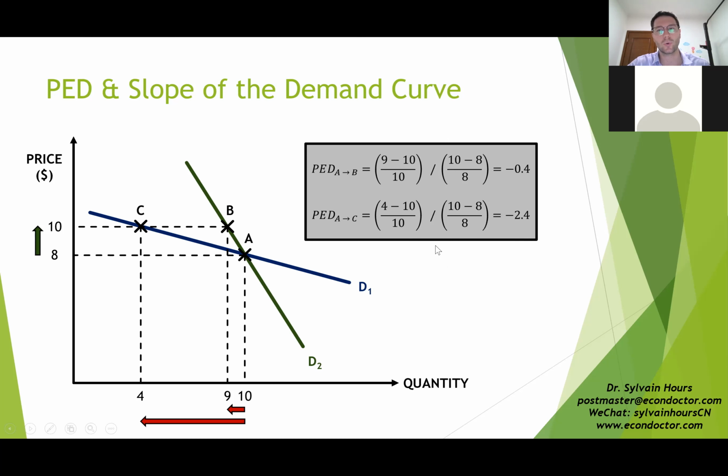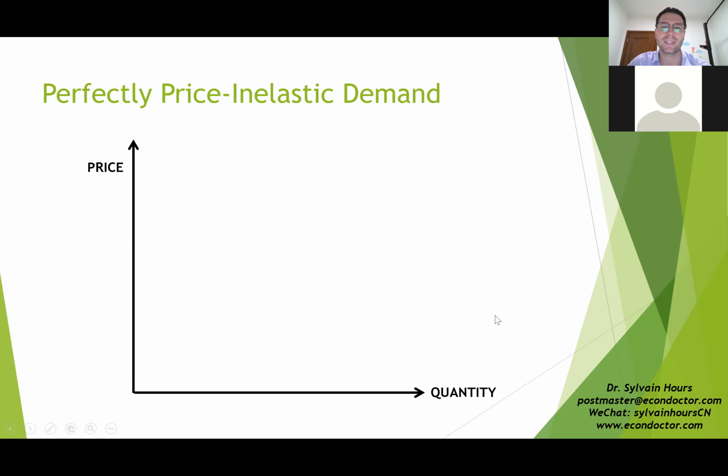And again, I strongly encourage you to tell them: first, calculate the percentage change in price, then the percentage change in quantity demanded. Once you have that, you calculate the ratio. Don't try to do everything at once. You are likely to make a mistake.